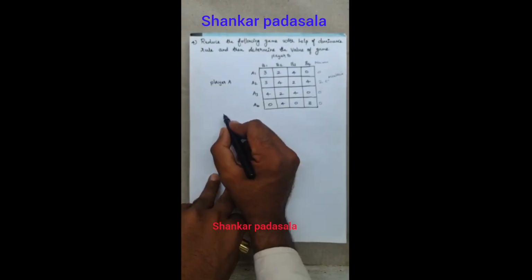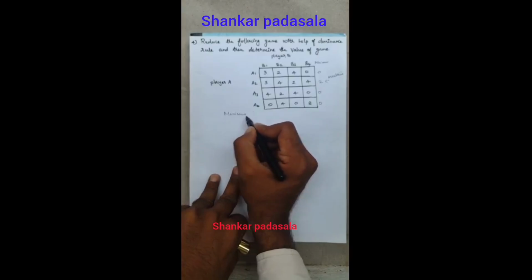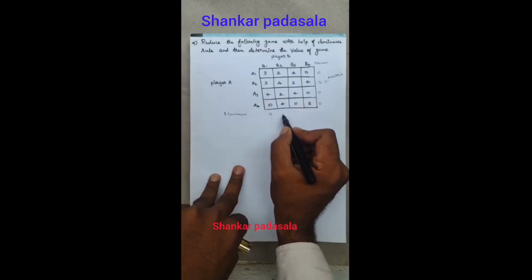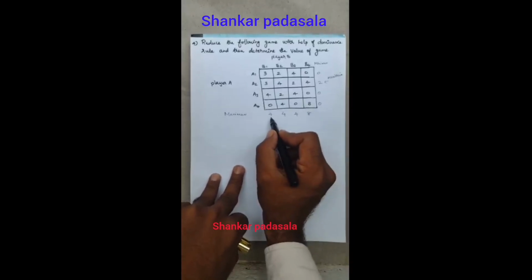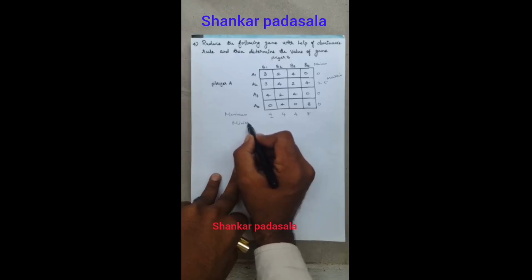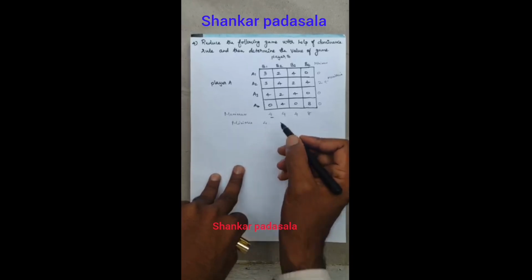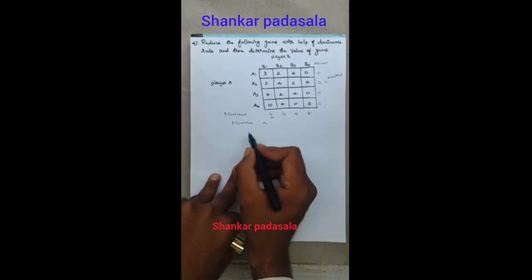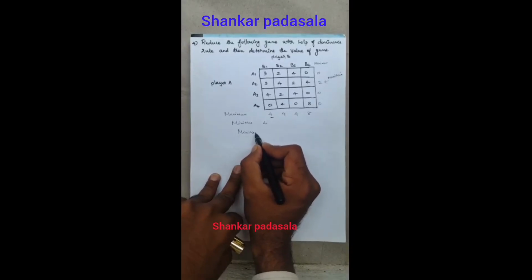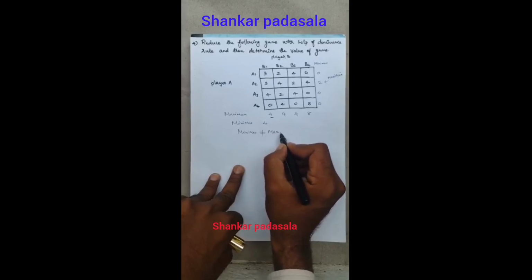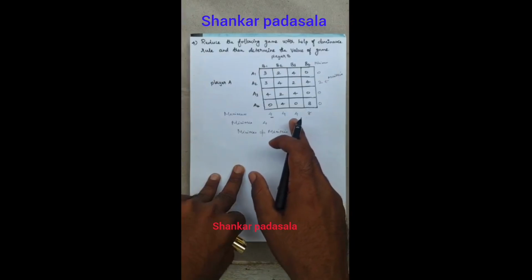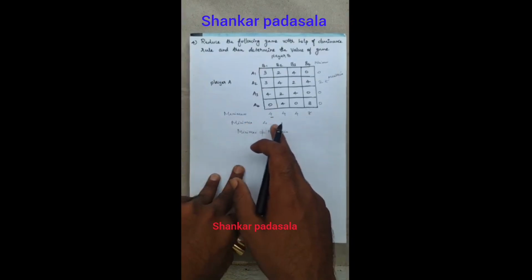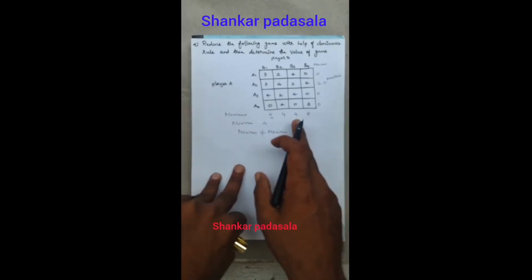Now in the columns, we find the maximum values. The maximum value in the first column is 4, second column also 4, third column 4, and fourth column 8. Among these, we take the minimum, so minimax is equal to 4. Now minimax does not equal maximin, so there is no saddle point. But if it is a 2 by 2 matrix, then we can solve it. So now we have to reduce this matrix to a 2 by 2 matrix.